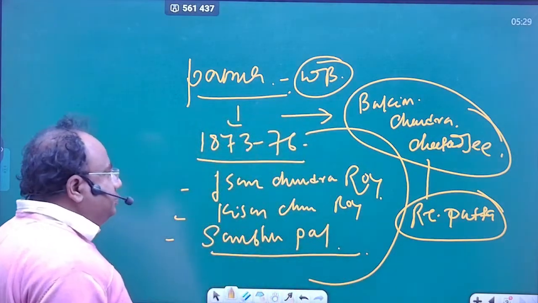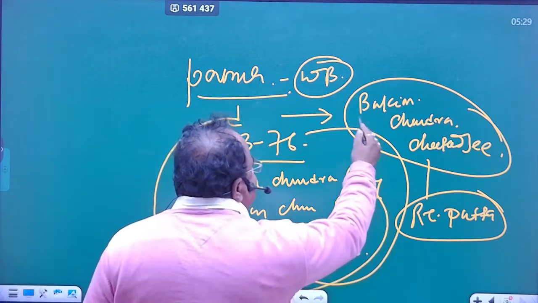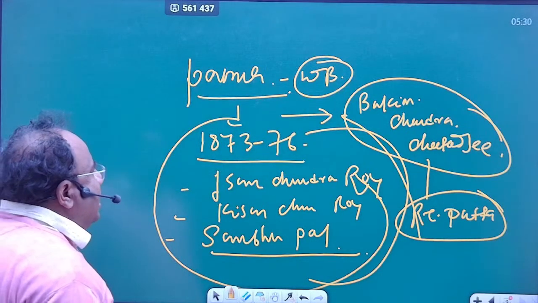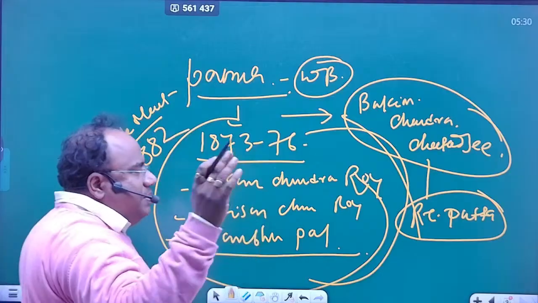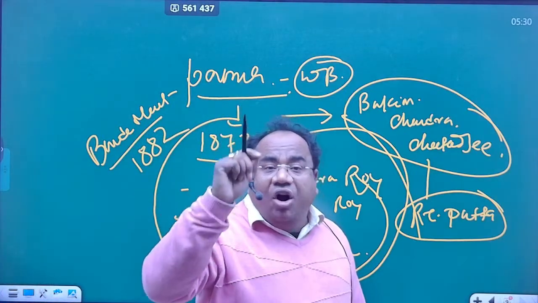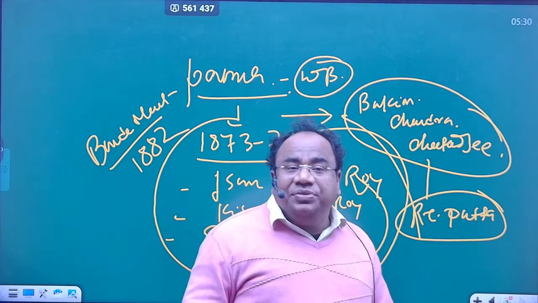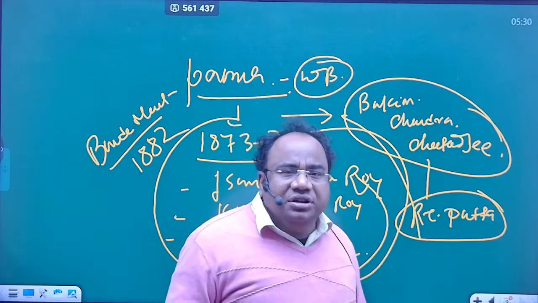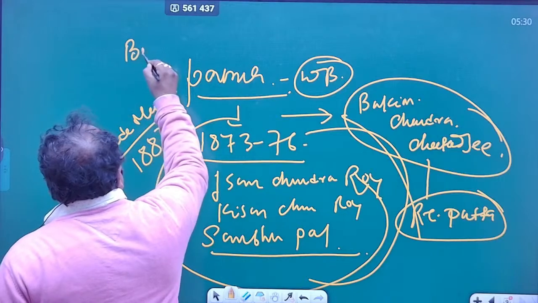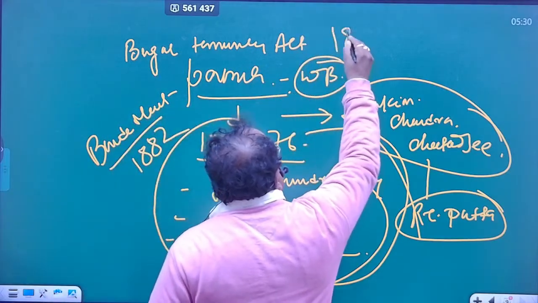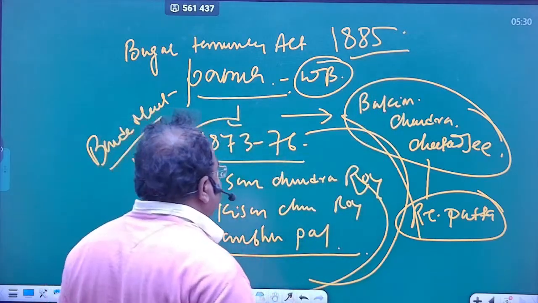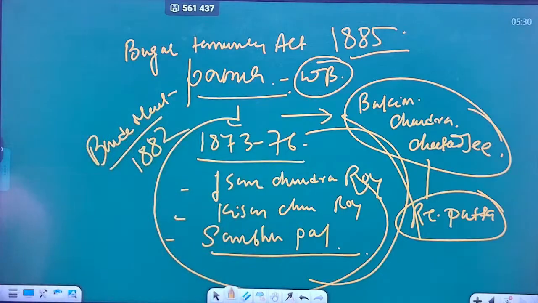So Pabna movement was associated with these three leaders and two intellectuals, Bankim Chandra Chatterjee and R.C. Datta. Bande Mataram was published after that, 1882. You know, a very important thing you have to note down here, that the Bengal Tenancy Act was passed in 1885. It gave the right to land tillers. Bengal Tenancy Act, year 1885. Please note down. Bengal Tenancy Act, 1885. Please remember. Right?